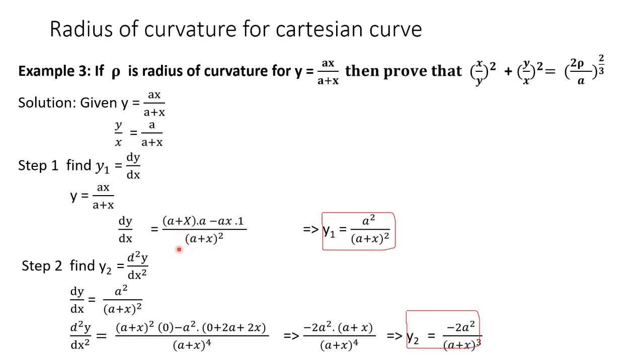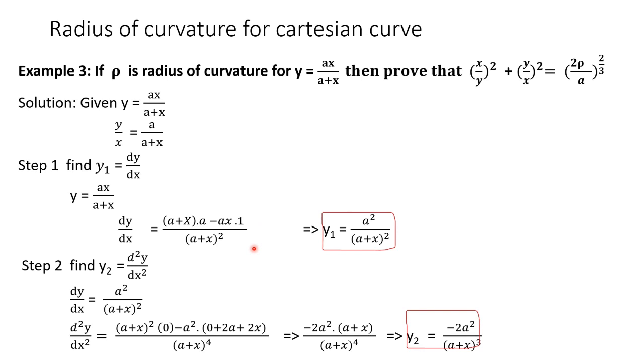We get a, minus, keep numerator as such and differentiate denominator, a being constant will become 0 and x will be 1, divided by a plus x whole square. Simplifying, we get y1 is equal to minus a square by a plus x whole square. Step 2, find y2 or d square y by dx square.